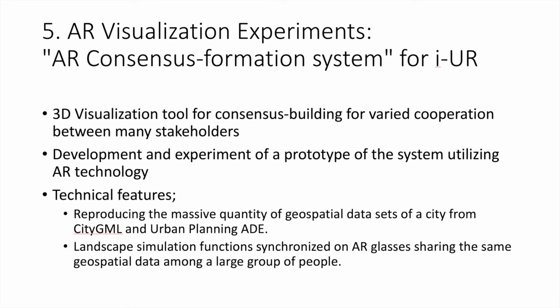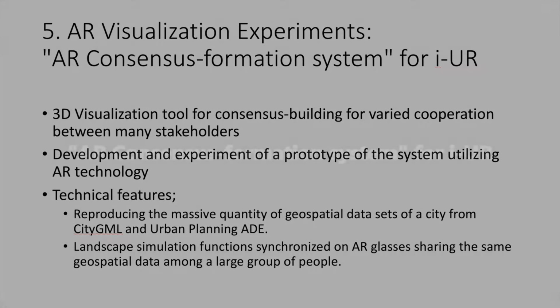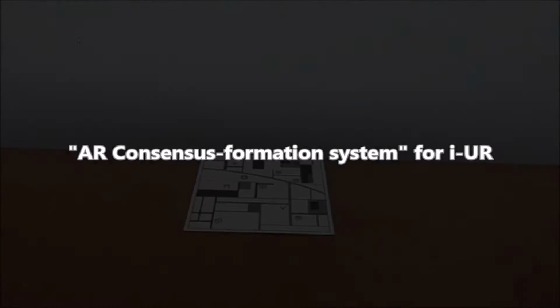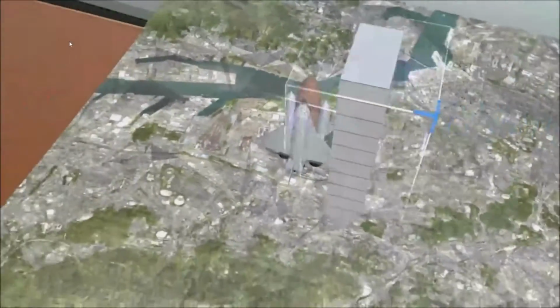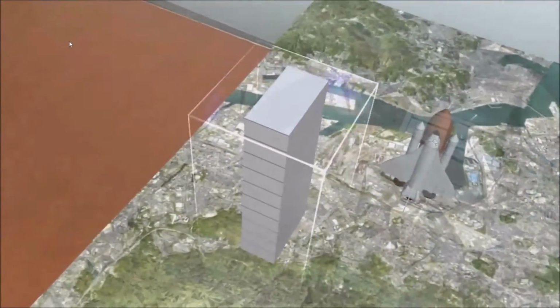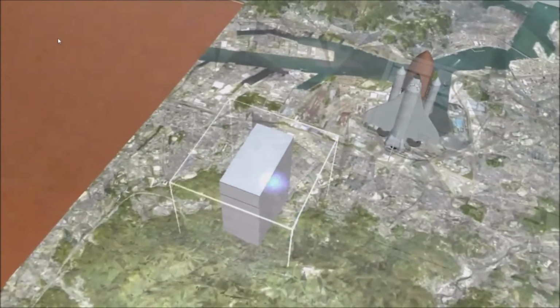Then we developed the AR consensus formation system so that we can investigate the IUR application. To increase citizen participation in urban planning, it's important to develop visualization tools that integrate available data with advanced technologies that account for IUR and its underlying CityGML feature semantics.